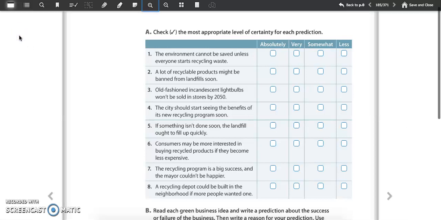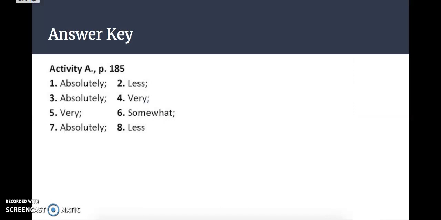Okay, now that you're on page 185, look at Activity A. It says here, check the most appropriate level of certainty for each prediction. So read each example and then tick the box which you think is most suitable in regards to the modal verbs that are being used. Thereafter, complete the whole exercise and then we'll provide you with the answer key. Here is the answer key for Activity A on page 185. Pause the video and check your answers.